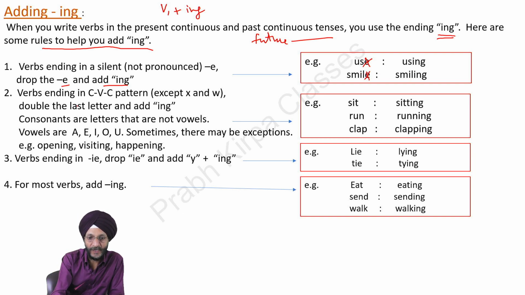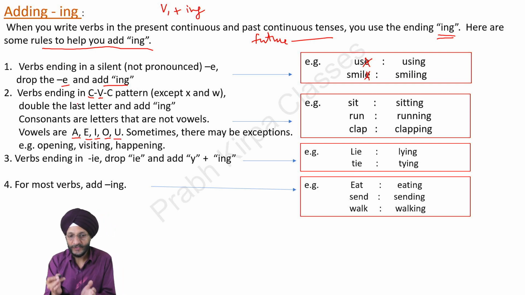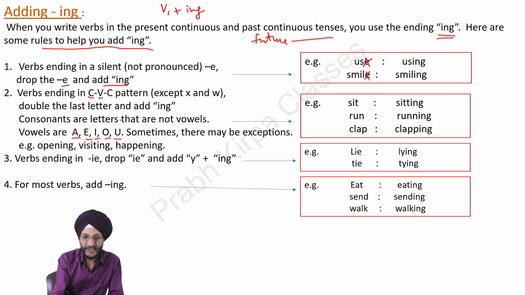Then there are certain verbs which end in CVC pattern. What is CVC pattern? C stands for consonant, V stands for vowel. What are vowels? A, E, I, O, U. In that case, those verbs which follow the CVC pattern, we have to double the last letter and add ing. Let us see examples. Here we have to start from the last C, V, C.